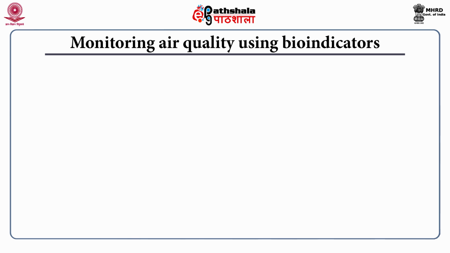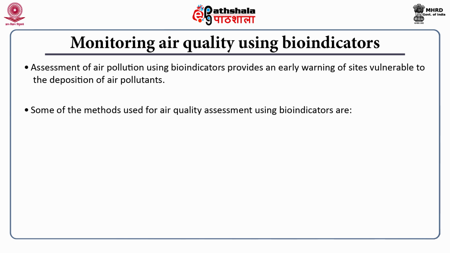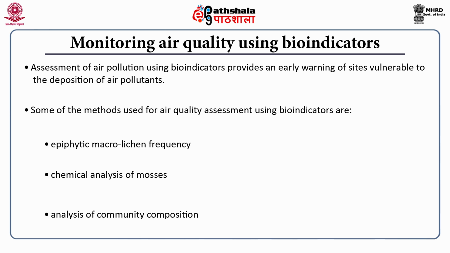Monitoring air quality using bioindicators. Assessment of air quality using bioindicators provides an early warning of sites which are vulnerable to deposition of any air pollutant. Some of the methods which are helpful in air quality assessment using bioindicators are epiphytic macrolichen frequency, chemical analysis of mosses and analysis of community composition.